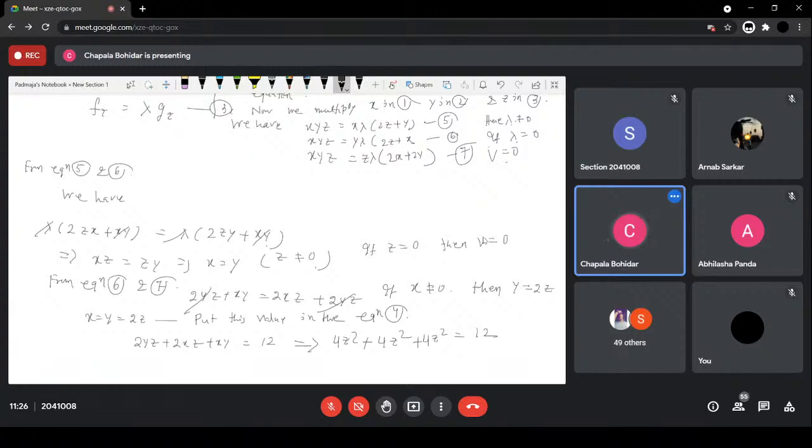So what is the value of z? Tell me. Plus or minus 1. Yes, it is plus or minus 1. Which do you consider? 1. Yes, because it is the volume, it cannot be negative, so z is equal to 1. What is the value of x? x is equal to 2z, so 2. y is also 2. So volume V is equal to 2 into 2 into 1, that is 4. Clear? That is the maximum value.